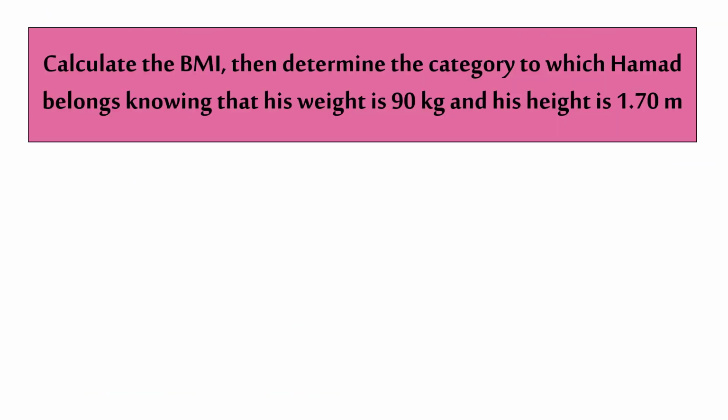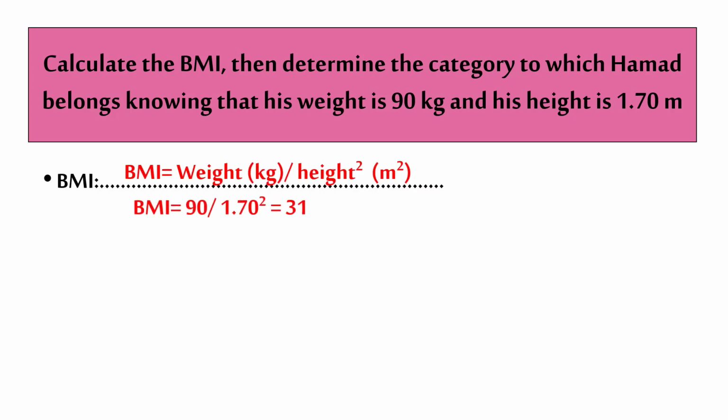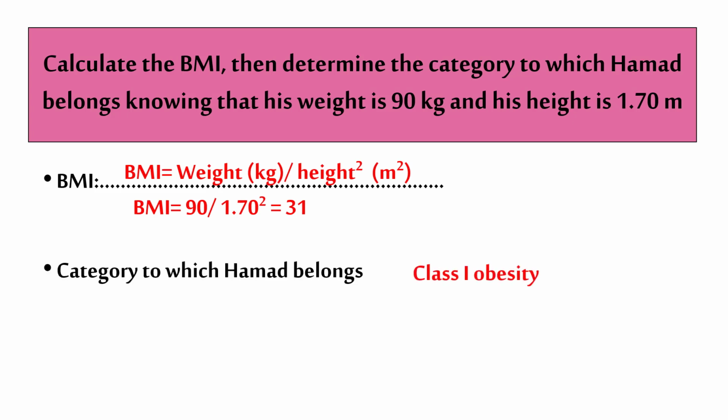Let's have another question. Calculate the BMI, then determine the category to which Hamad belongs, knowing that his weight is 90 kilograms and his height is 1.7 meters. So here in this question, they gave me the height in meters. I will use the formula of BMI. So I will divide 90 by 1.7 squared. The answer is 31. The category to which Hamad belongs is class 1 obesity.